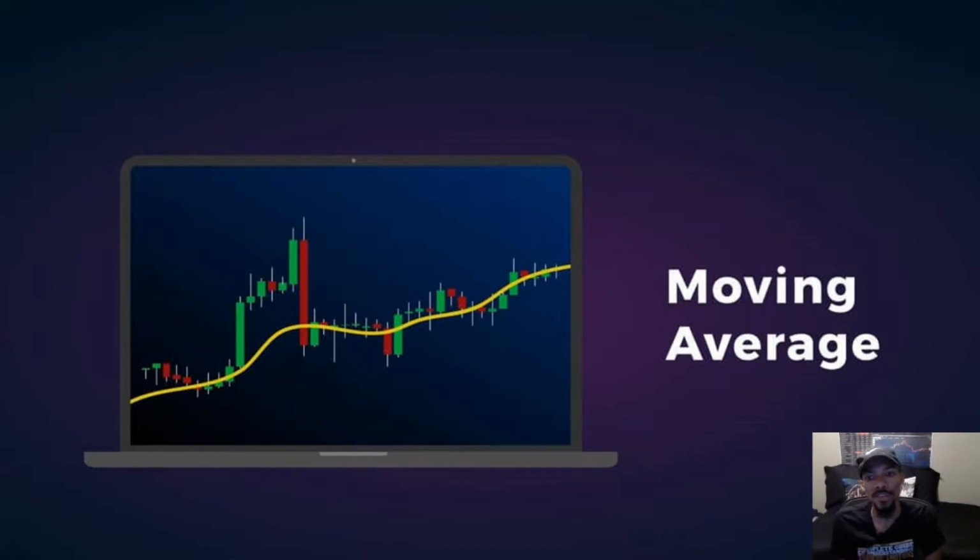So moving average, what is moving average? Moving average is a way that you can smooth out the price action, because the stock market ends up fluctuating a lot. It ends up going up and down, up and down. So moving average helps smooth that out to give you a baseline of the average price.